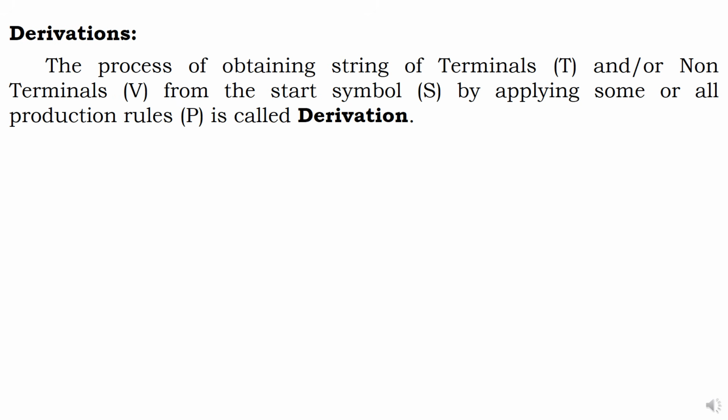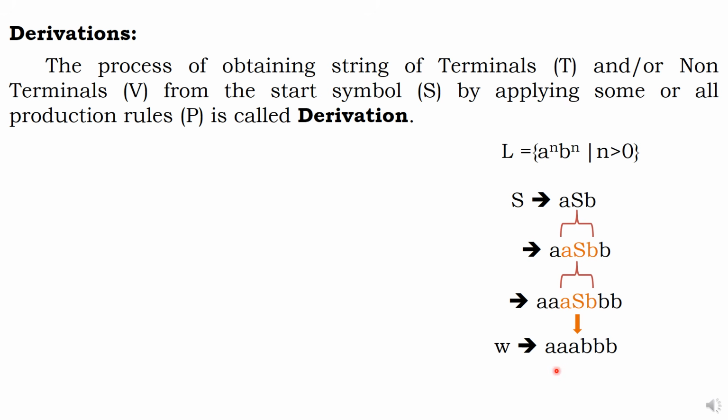Don't get shocked by the big word derivation. It is nothing, when you see our previous video. The process of obtaining the strings from the terminals T, variables V, start symbol S, and the production rules P is called derivation. What is derivation? The process of obtaining the string. This is the string I need, and this is the process to obtain that particular string. This process I am going to call derivation. That's all. So it's very simple. It includes V, T, P, S. Everything is included here.